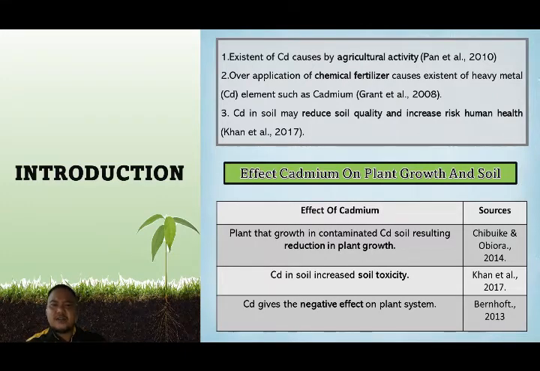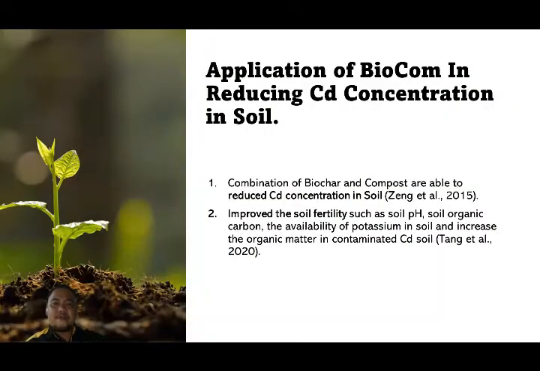So how to reduce the accumulation of heavy metal elements in the soils? One of the methods that can be used is the application of biocom in cadmium contaminated soil. Application of a biochar and compost mixture is able to improve soil fertility such as the soil pH, soil organic carbon, the availability of potassium in the soil, and increase the organic matter in the contaminated soils.